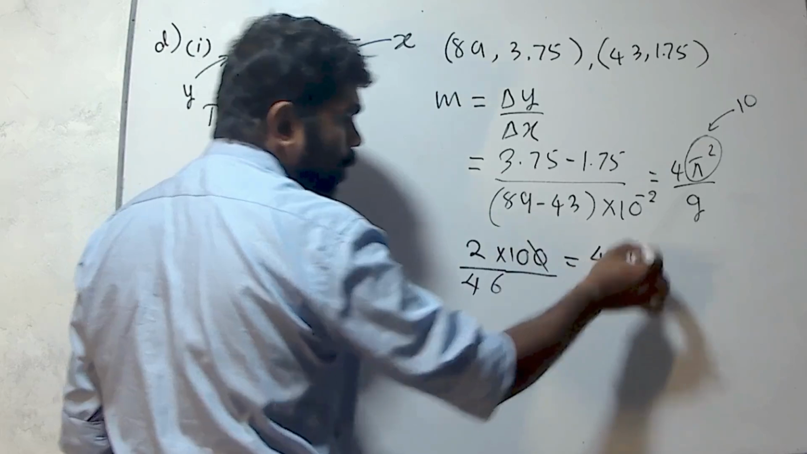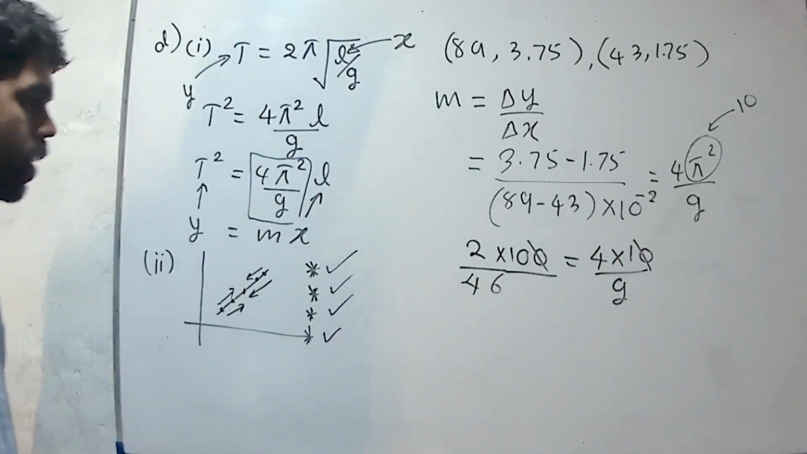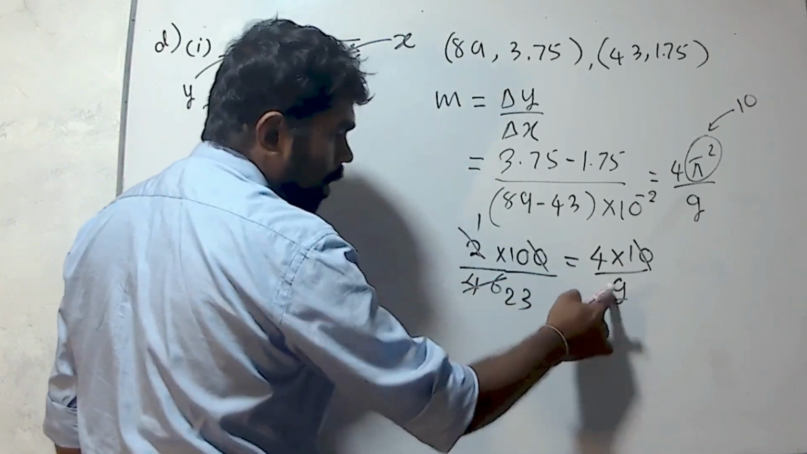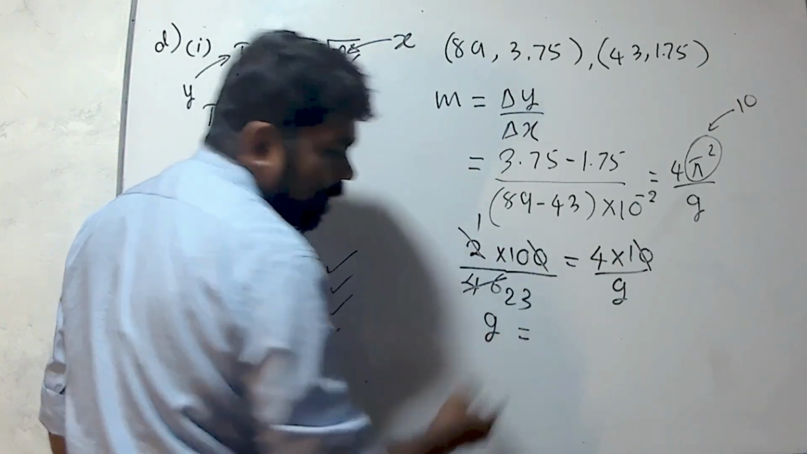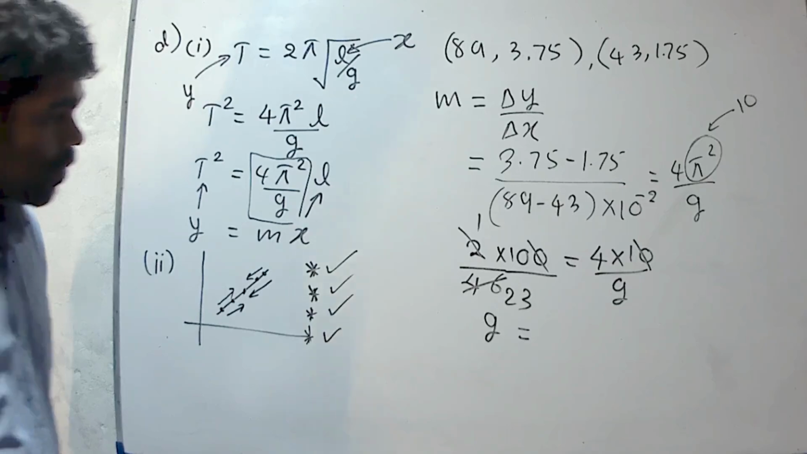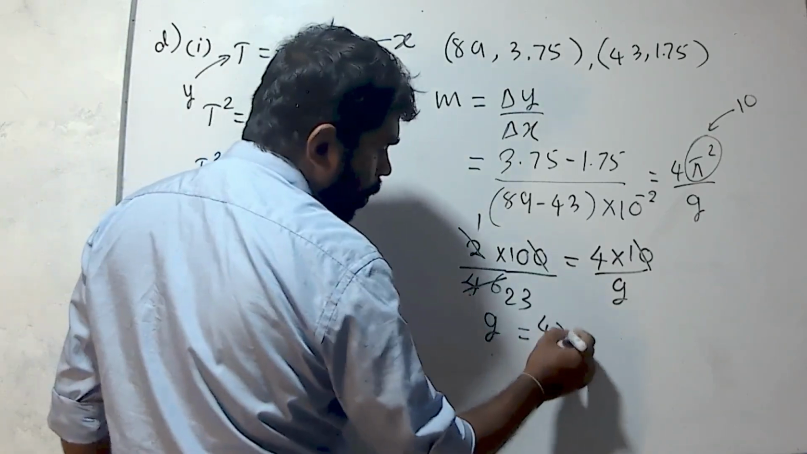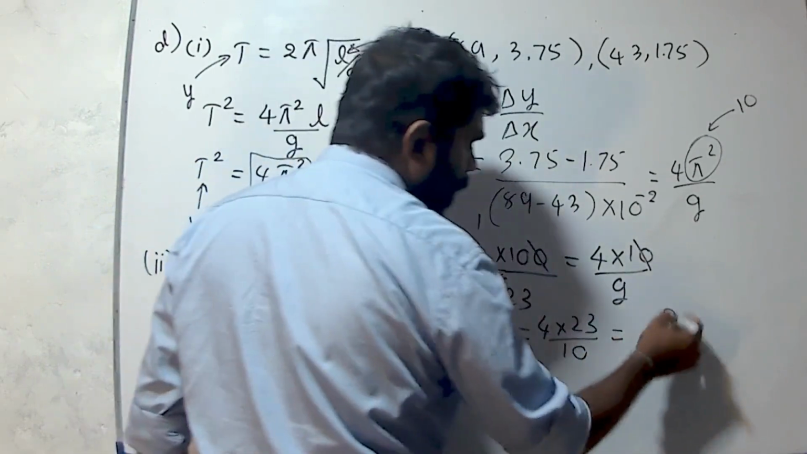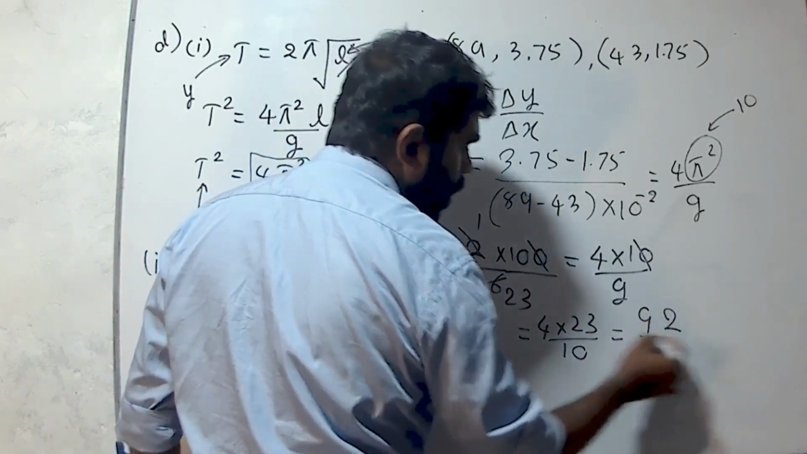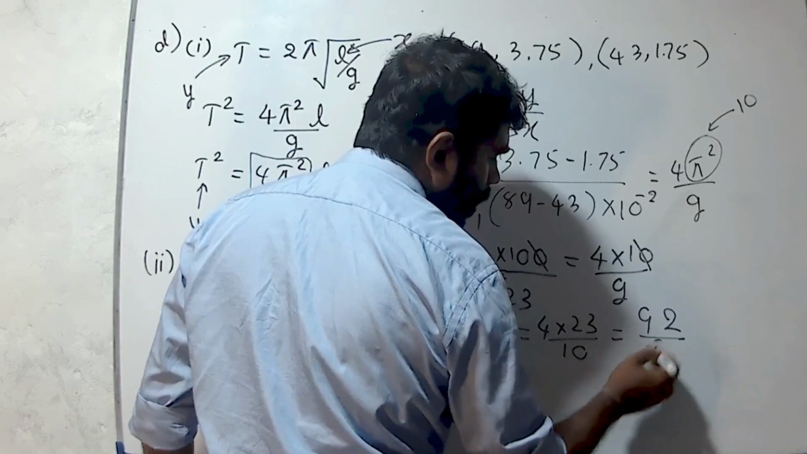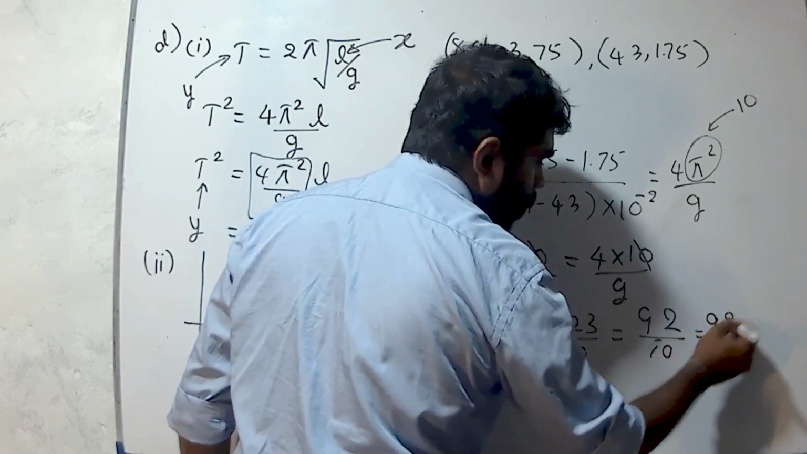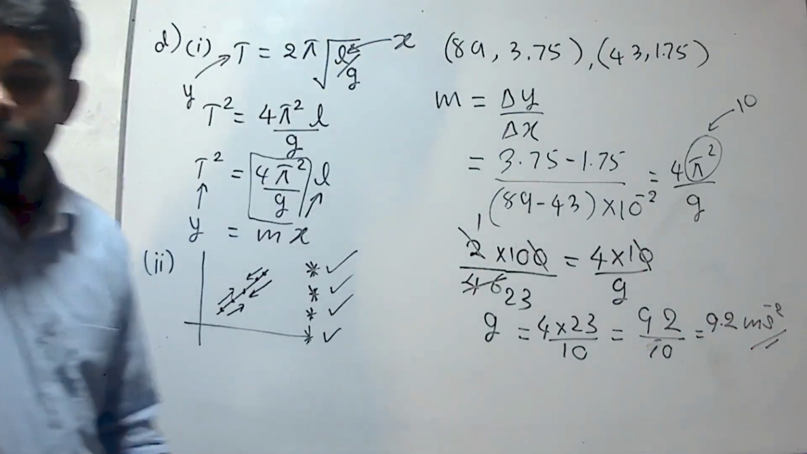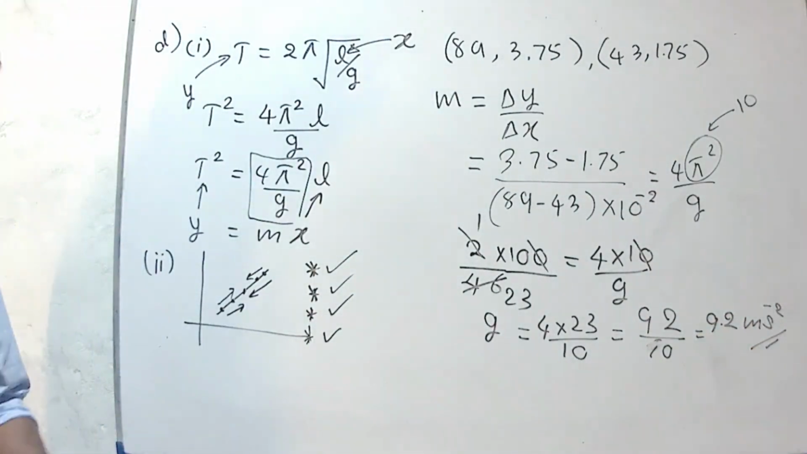Now we can cancel out: 2 divided by 46 gives 1 over 23. Then I will make g the subject. 4 into 23 over 10. 4 into 3 is 12, 1 remaining. 4 into 2 is 8 plus 1 is 9. 92 divided by 10 means 9.2. Gravitational acceleration in SI unit, meters per square second.